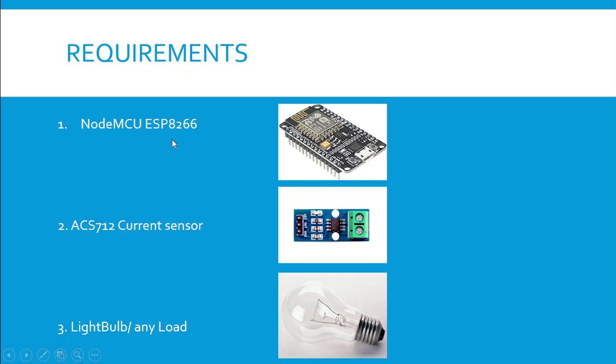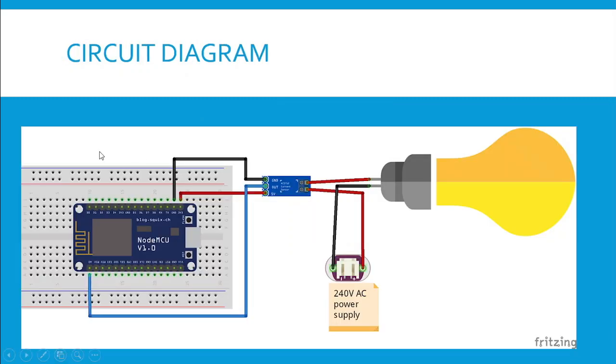A few more points about the current sensor: we have a few variants of the ACS712. The first variant is 5 ampere, which can measure up to 5 ampere. The second variant can measure up to 20 ampere, and the third one is 30 ampere. According to your load and how much current you want to measure, you will choose the ACS712 accordingly, and the code will also change according to your choice of current sensor. So these are the requirements for this project. The next slide is the circuit diagram, and we can see we have this NodeMCU.